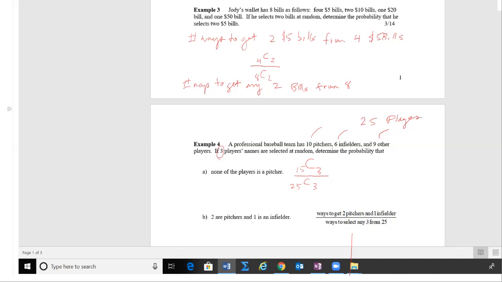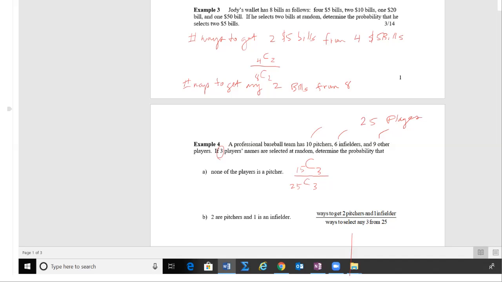Any 2 5s. Now, how many? So then you're going to divide that by the number of ways you can select any 2 bills from the 8 bills in the wallet. So you might have a 5 and a 10. You might have a 20 and a 50. You might have 2 10s.